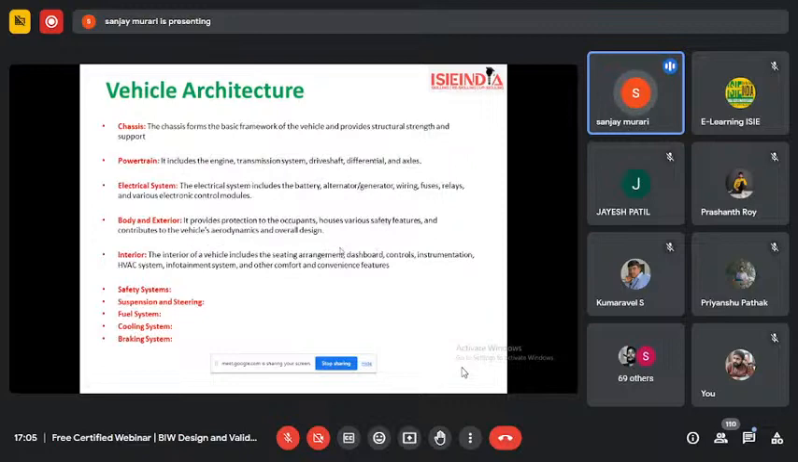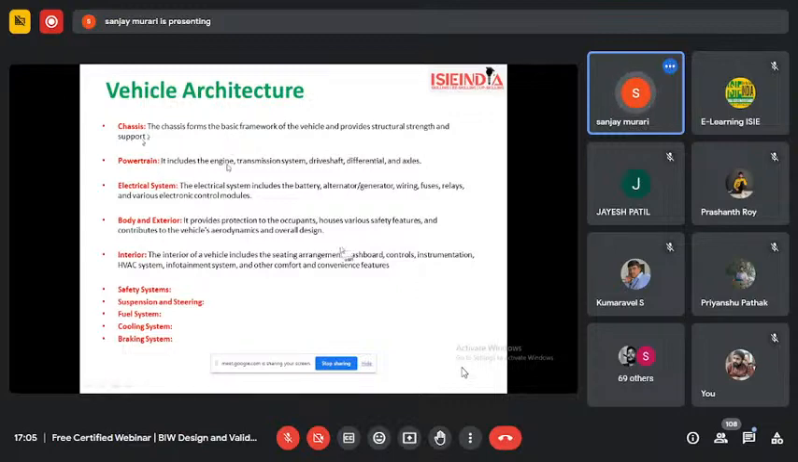What are the main components, or sub-assemblies? The chassis forms the basic framework of the vehicle and provides structural strength and support. In a monocoque car, the chassis will not be present. In a chassis-based car, there will be two long members and a few cross members, and all the sub-assemblies are fitted to that chassis. So the chassis holds all the components and provides structural strength to our car.